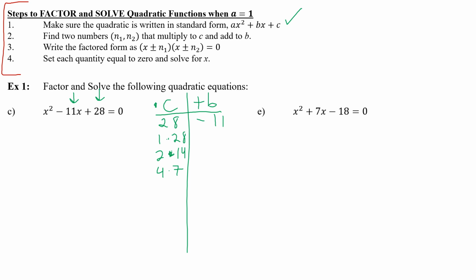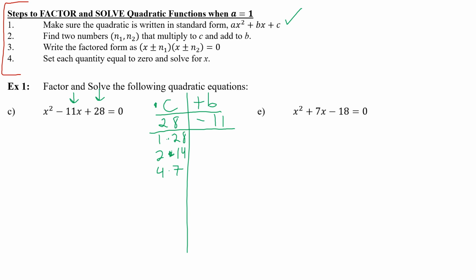Now a combination of those also has to give us a sum of negative 11. If we're going to have a sum of negative 11, that means some of those numbers that multiply to give us 28 have to be negative. However, if I make only one of them negative, that's going to give me a product that's negative, and I need a product that is positive. So I have to consider making both of them negative.